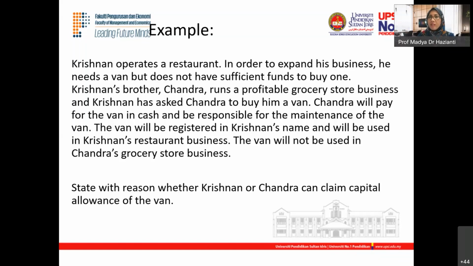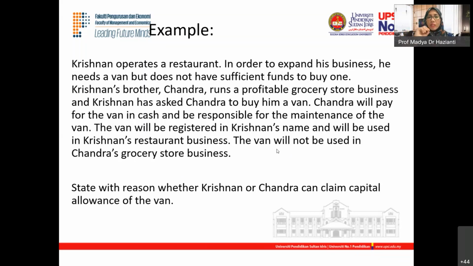Okay. Right. So fair, the reason is true, betul lah reason tu. Tapi you must fulfill all the 4 conditions. Kalau kita tengok dekat sini, nama Krishnan, yes. Guna untuk bisnes Krishnan, yes. Tapi Krishnan ada keluar duit beli tak? Dia incur tak the expenditure tu? Tak kan? Van tu siapa beli? Chandra yang beli. If kita pergi kepada Chandra pula, okay, yes, dia beli. Incur expenses tu mesti masuk dalam 4 kriteria tadi kan? So dia beli. Tapi business pula, van tu dia tak guna untuk dia. Not be used in Chandra grocery store business.